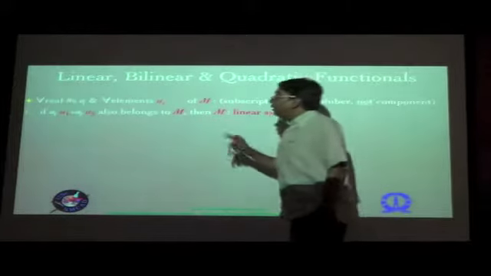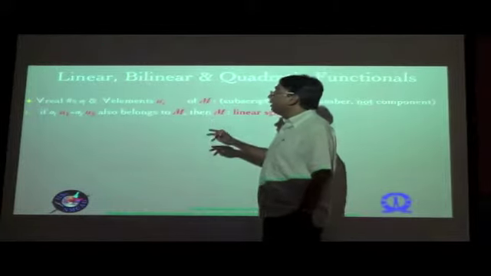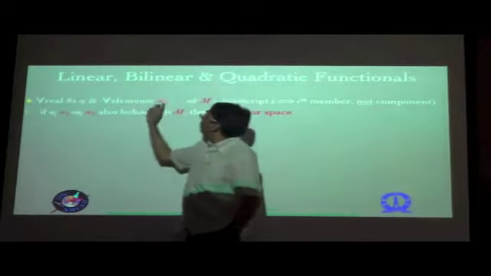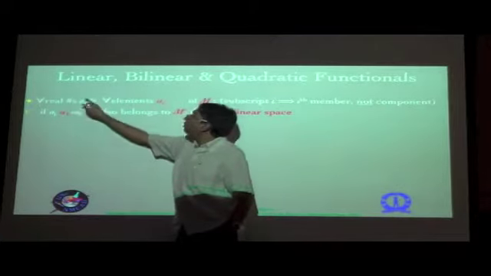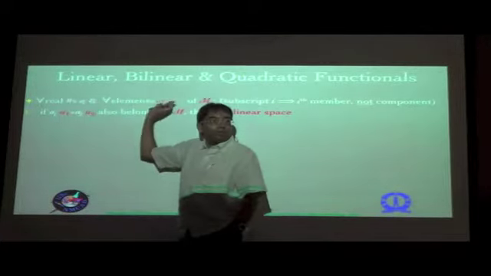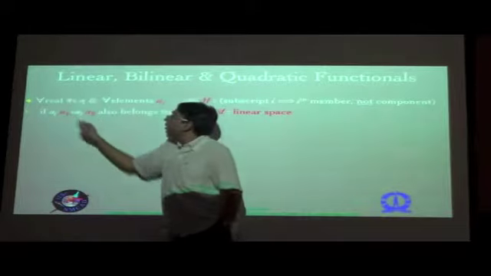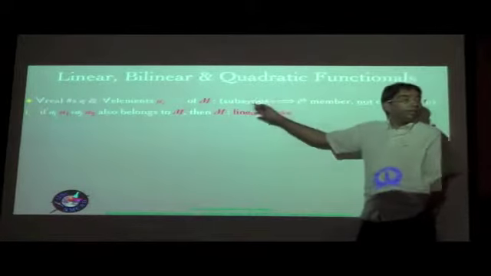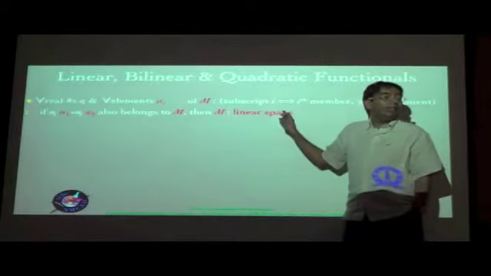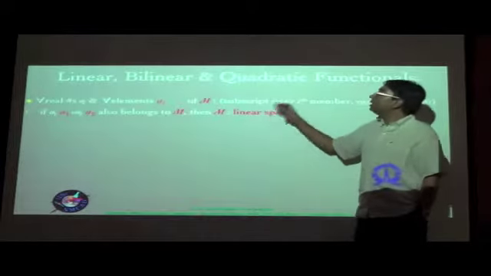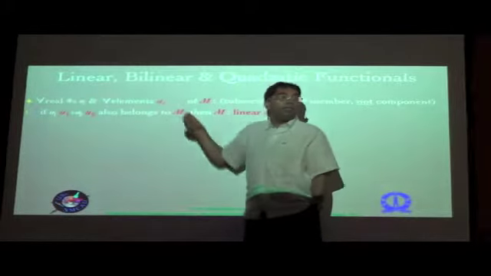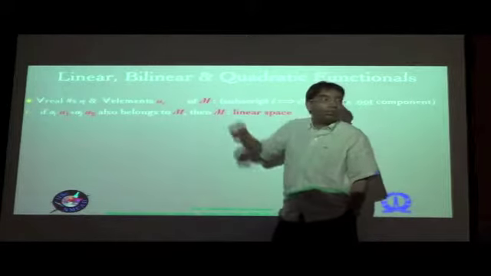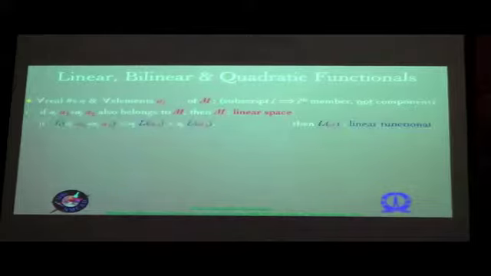Now, let's say it has a certain property such that alpha 1, which is a real number, times u1, which is an element, plus alpha 2, which is another real number, times u2, which is a part of that set, if this sum also belongs to the same set M, then we call that M a linear space. So now within this linear space we will introduce a so-called linear functional.